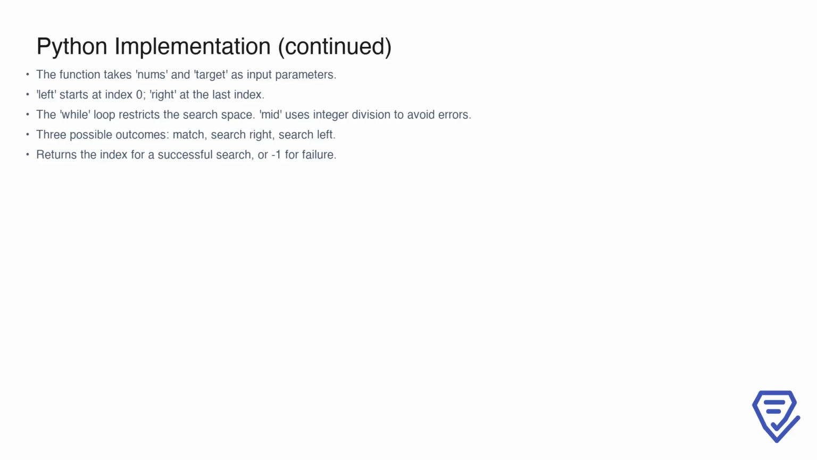target. We set our left pointer to 0 and right to the array's last index. As long as the search space is valid, we use integer division to compute the midpoint. If the middle element matches the target, we return its index immediately. If the mid element is less than the target, then the target must be further right, so we move left up. Otherwise, it's further left, and we move right down. This three-way comparison directs the search efficiently. If the target is not present, we return -1.